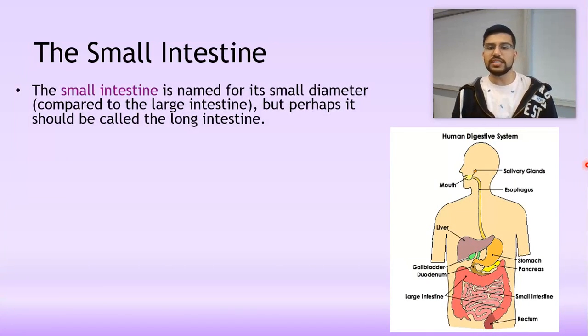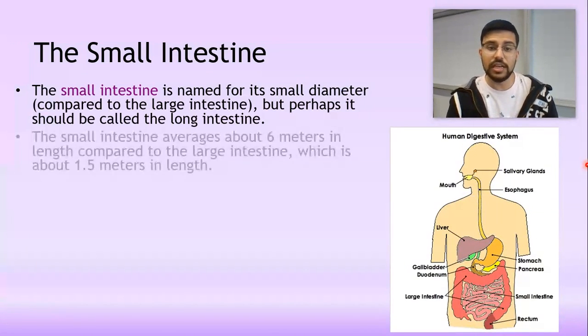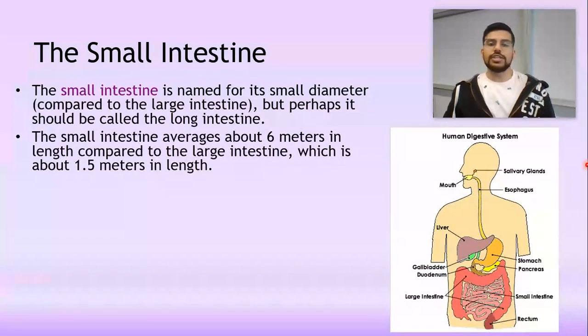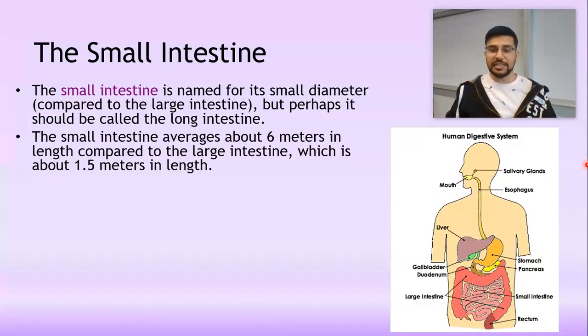So, small intestine itself, it's named because of its diameter. The small intestine is significantly smaller in diameter than the large intestine, but the small intestine is actually super long. It could just be called the long intestines instead because it's incredibly long. Essentially, if you were to unfold it and lay it out, for the average person, it's about 6 meters in length, which is pretty significant.